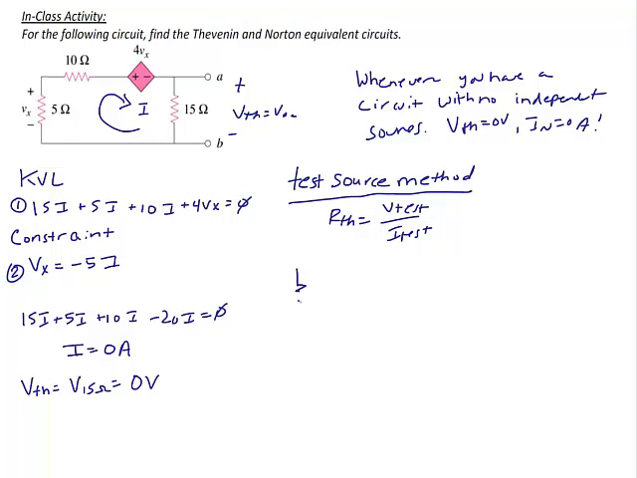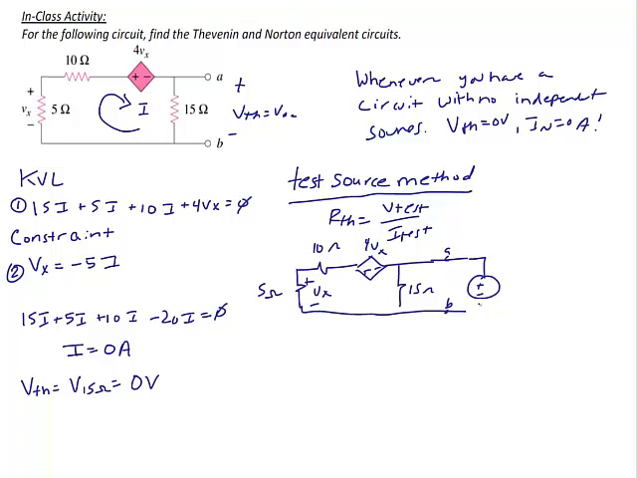So I'm going to redraw our circuit, and I'm going to add a test voltage source. There's the 10 ohms, 5 ohms, Vx, 4 Vx, 15 ohms, and over here at terminals A and B, I'm going to put a voltage source V test equal to 1 volt, and the current through that voltage source is going to be I test.